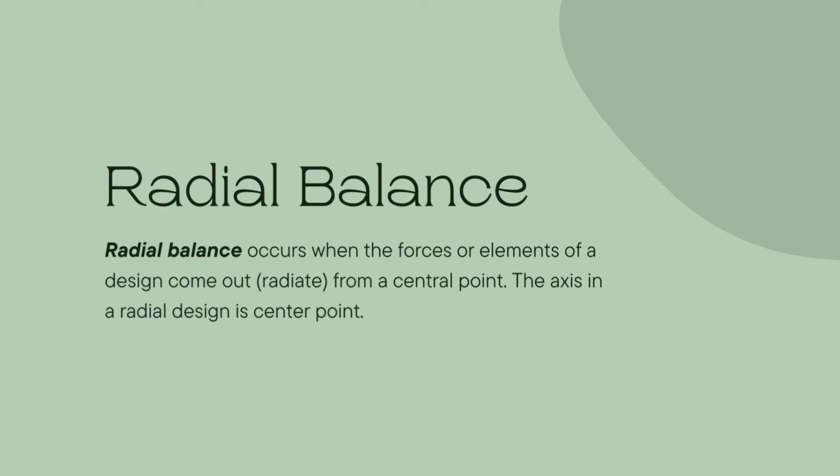Okay, now let's talk about radial balance. Radial balance occurs when the forces or elements of a design radiate from a central point. So the axis in a radial design is the center point. In almost all cases, the elements are spaced evenly around the axis to form circular patterns. The rotation of these forces results in a visual circulation.